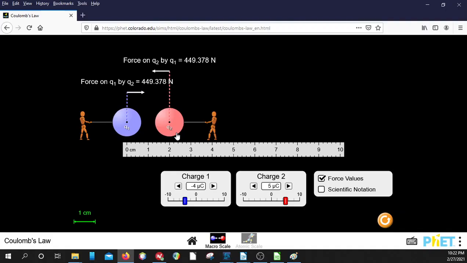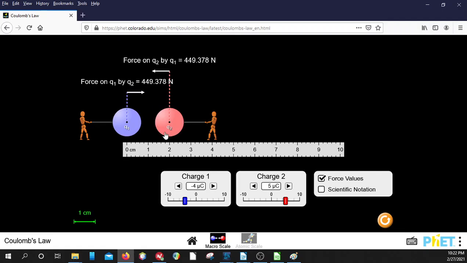So I have fewer data points here, but, okay, so if they're 2 centimeters apart, this is 449.4 newtons. And I'm going to write down Q1 and Q2. So this is minus 4 microcoulombs and 5 microcoulombs. Okay. And in this case, we can see, force on Q2 is to the left, force on Q1 is to the right. Let's just look at the magnitude of the force here.